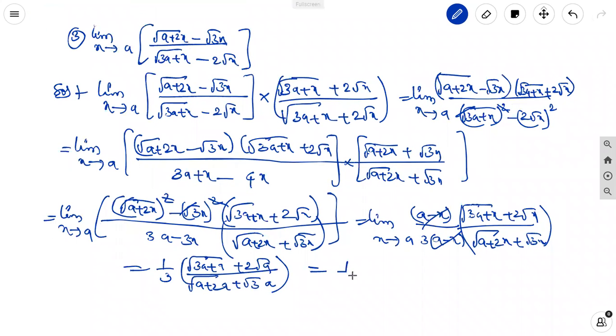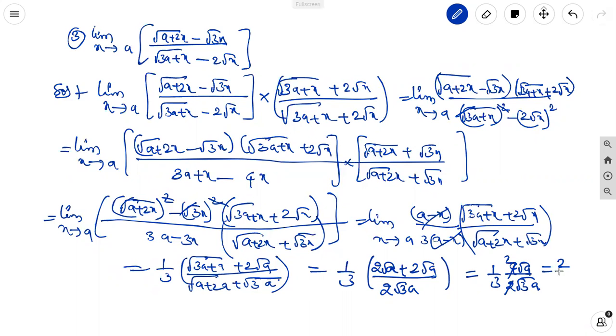It is equal to 1 by 3 into root 4a, that is 2 root a plus 2 root a, by root 3a plus root 3a, that is 2 root 3a. It is equal to 1 by 3 into 4 root a by 2 root 3a. That is nothing but 2 by 3 root 3 is the answer. Why? Because root a in the numerator and root a in the denominator cancel. It is equal to 2 by 3 root 3.